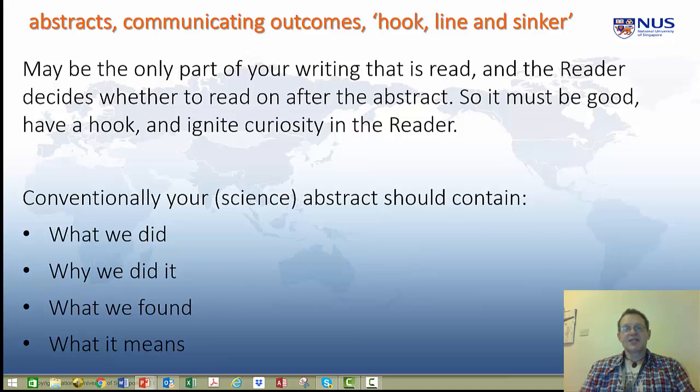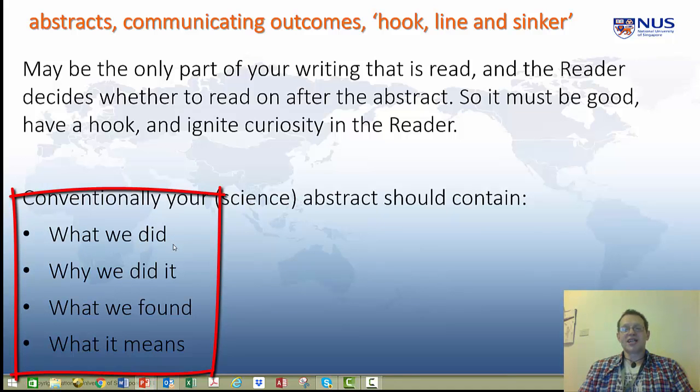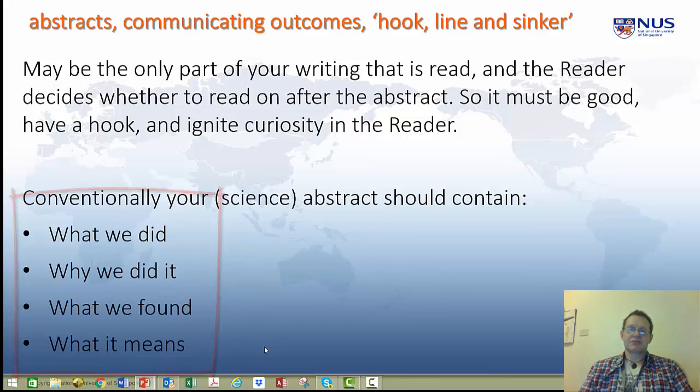Okay, so conventionally, what should the abstract contain? Well, you know this already. I always translate it as: what we did, why we did it, what we found, and what it means. I think that describes fairly, for me anyway, succinctly what an abstract is. A bit later, we'll recognise that different areas have different types of abstract, but for a science abstract, this is pretty much what we're looking at.